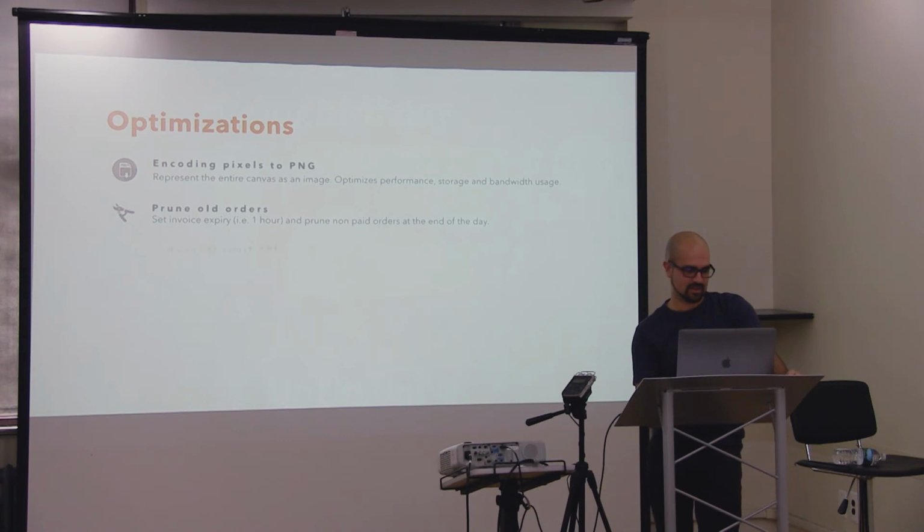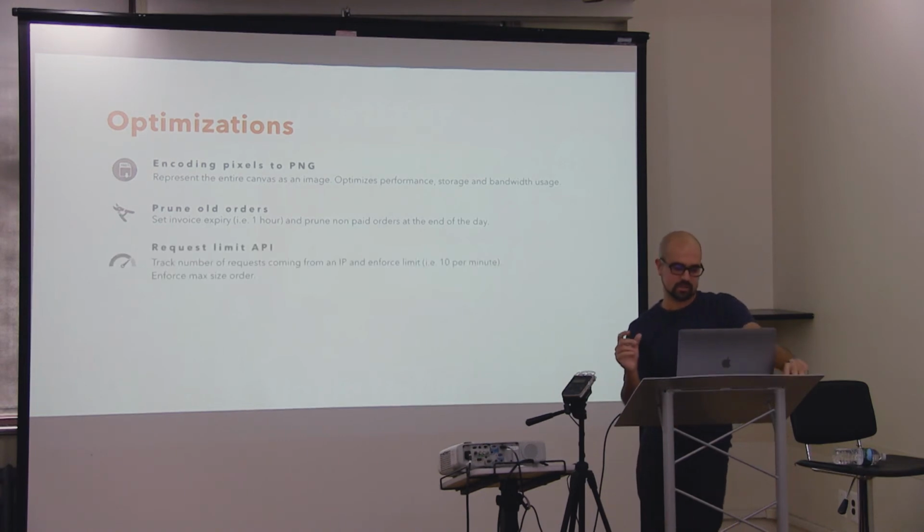And then setting a request limit on the API was a good idea because there's always that risk that somebody could DDoS any of your endpoints. The way I did this was just by tracking the IP and the number of requests made, and enforcing a limit of 10 requests per minute. And then I also set a max payload size for the order request, and made a check to make sure they're not trying to paint everything at once, which is still possible because you can batch requests. But yeah.